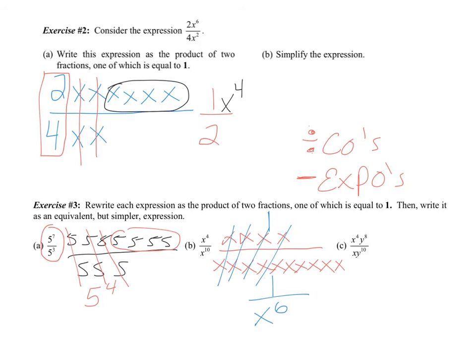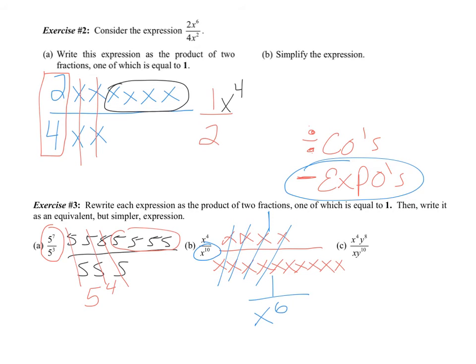Now I still do the same thing. I can subtract my exponents there. What is 10 minus 4? I say 6, but you notice that the 10 is larger than the 4, so my answer is going to be on the bottom. 1 over x to the 6th.